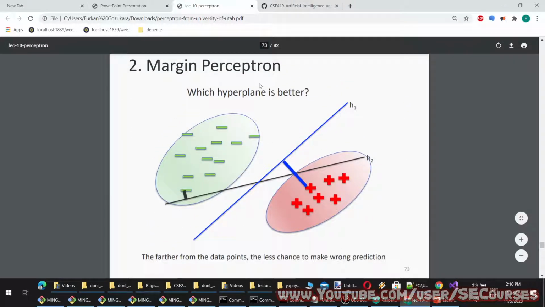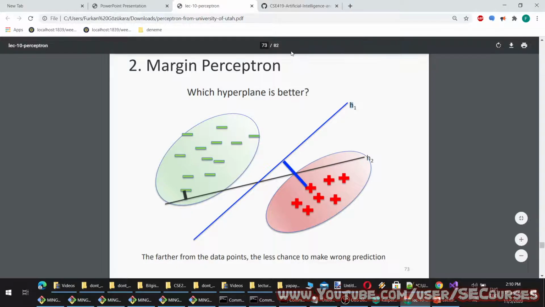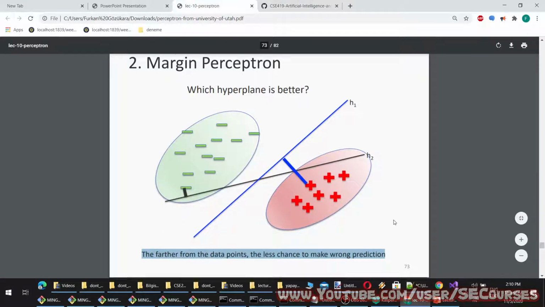You see, with the margin perceptron, which hyperplane is better? Of course, the better one is H1 because it may classify further data with fewer errors, since it is more generalized. The farther from the data points, the less chance of making a wrong prediction.